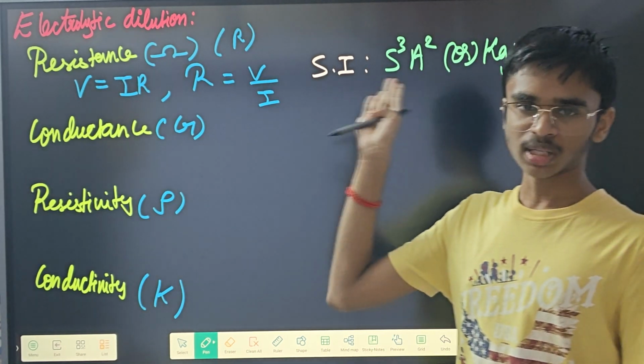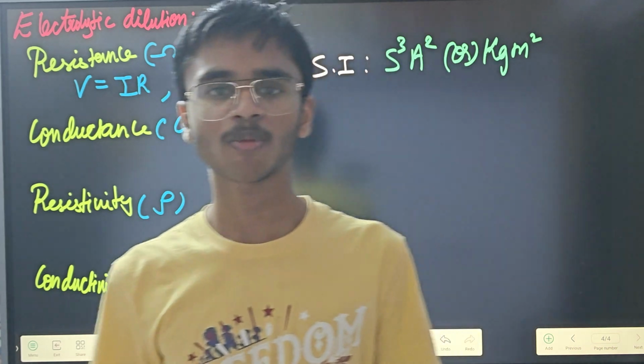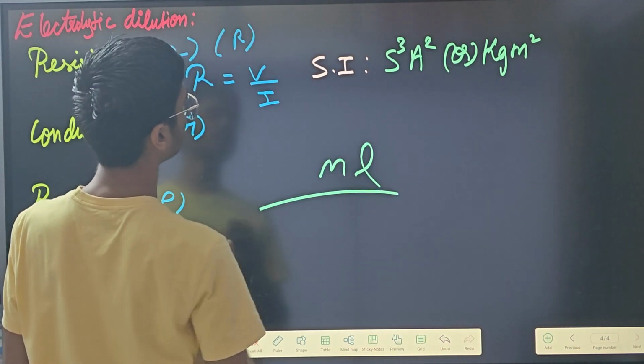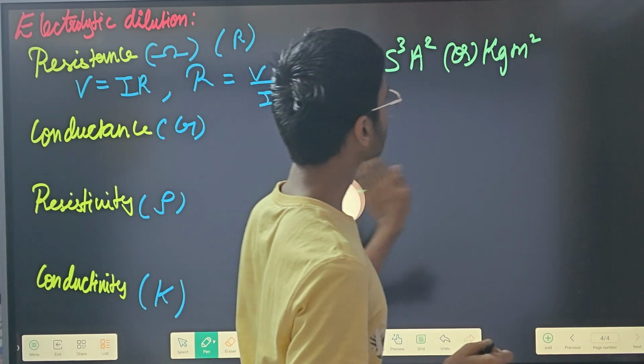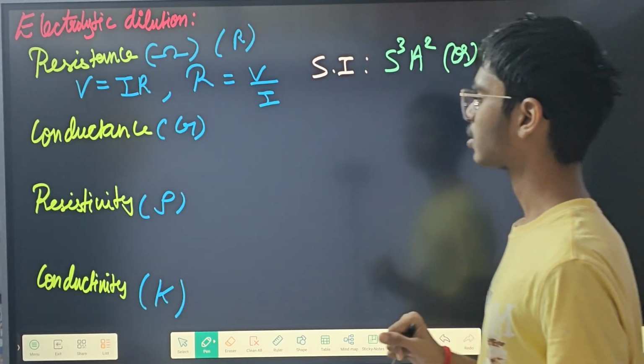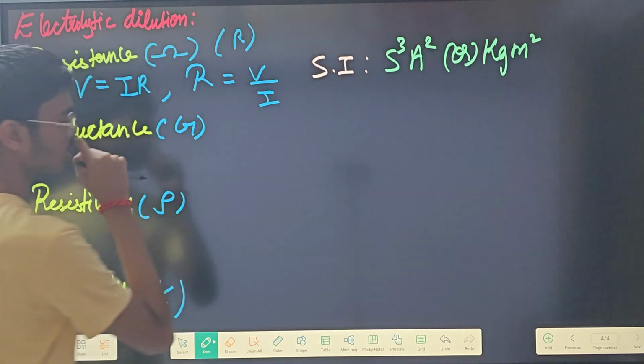There will be different formulas for resistance like that. There is actually a formula for resistance which is ML by something. Based on that only this SI unit came, I think. There are also different derivations.